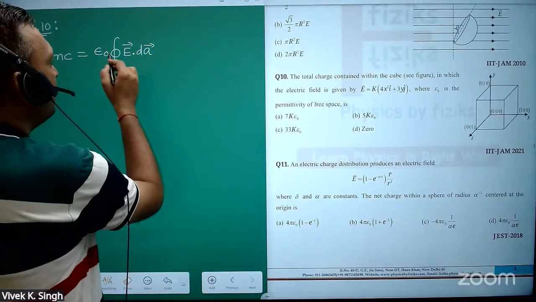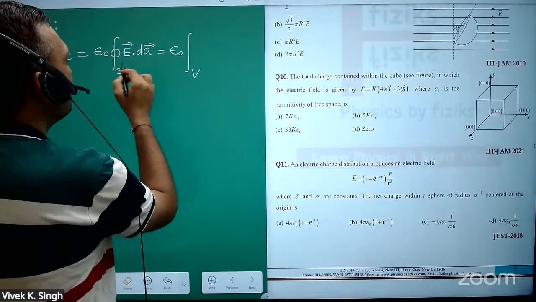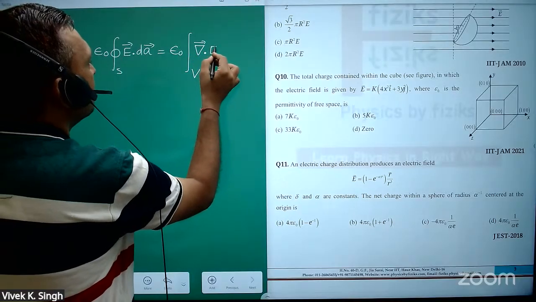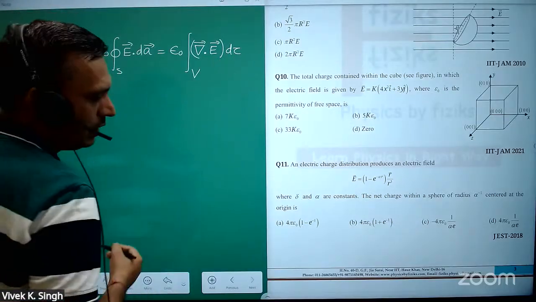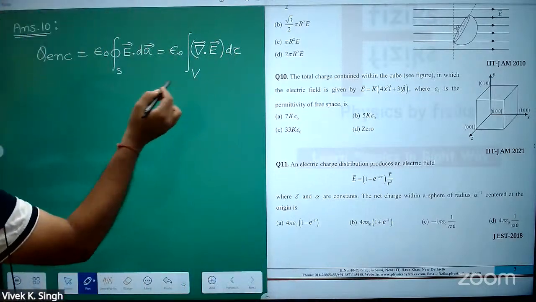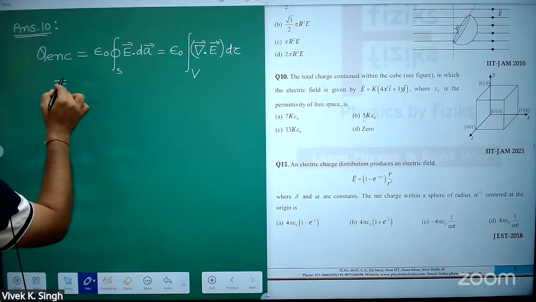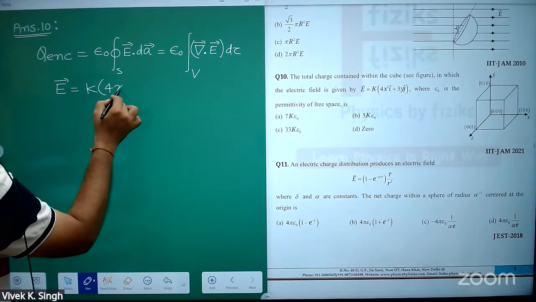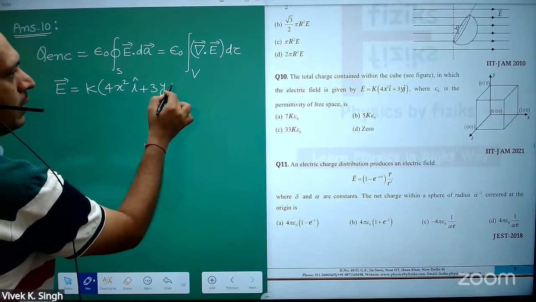So if you use the divergence theorem, this will be given by the volume integral of divergence of E d tau. D tau is the volume element. Now see, what will be the divergence of E for this vector? E is given by K times (4x square i cap plus 3y j cap).